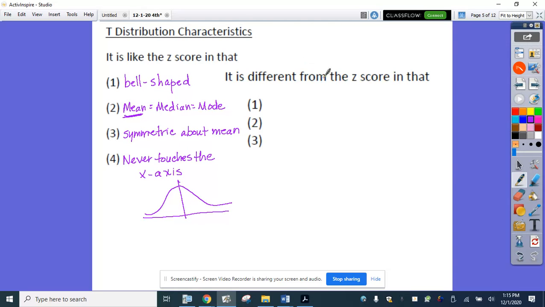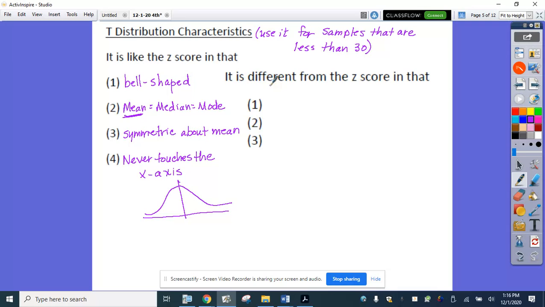Okay, how is it different from the z-test? Well, first of all, it's different from the z-test in that you only use it for samples that are less than 30. Remember, I told you 30 is the magic number on this.